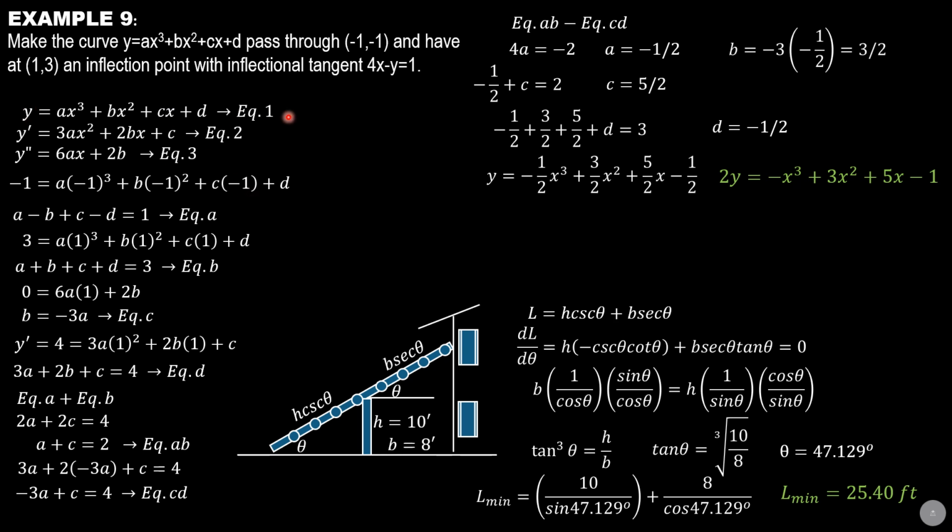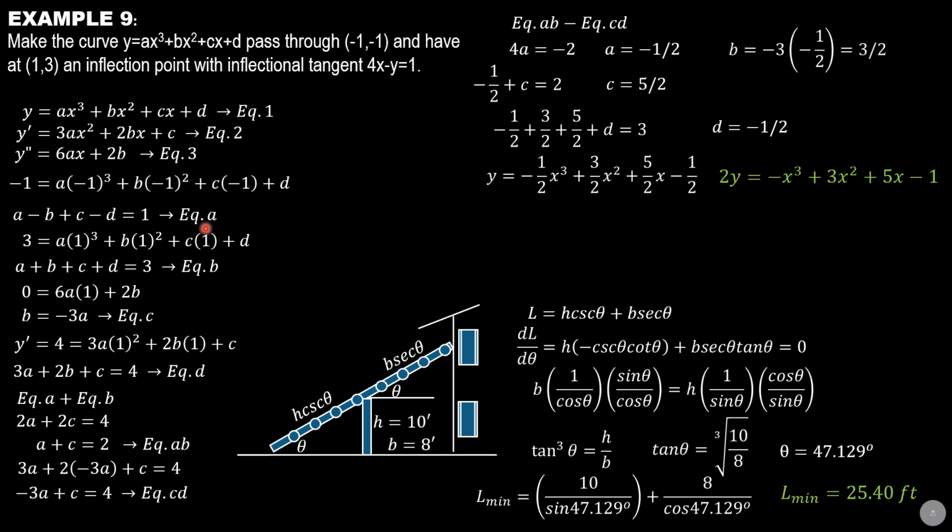So call this equation 1, the equation of the curve. Differentiating once, 3ax squared plus 2bx plus c, equation 2, and second derivative, 6ax plus 2b, call that equation 3. Let's substitute -1, -1. So y is -1, a times -1 cubed plus b times -1 squared plus c times -1 plus d equals 0. Then rearranging all terms at the right to the left and -1 to the right. So a minus b plus c minus d equals 1.